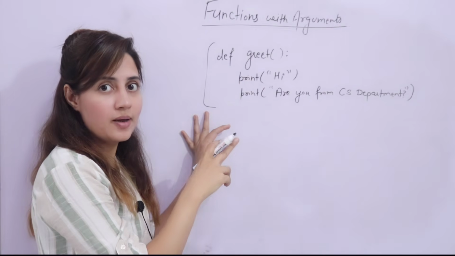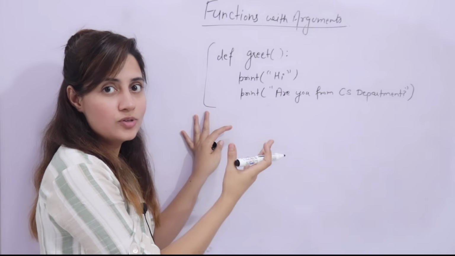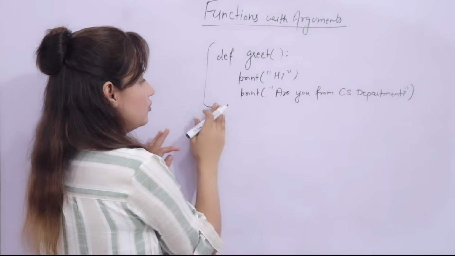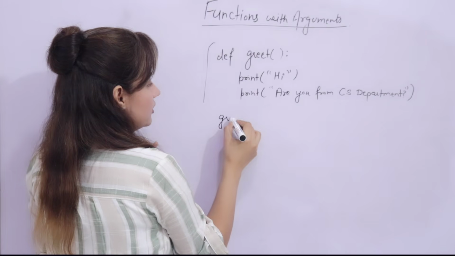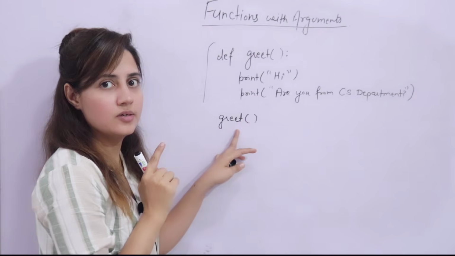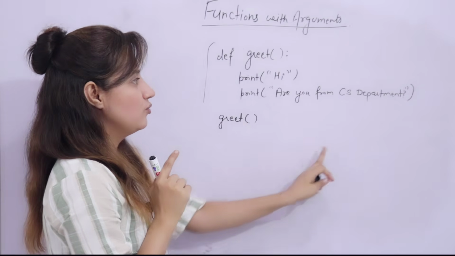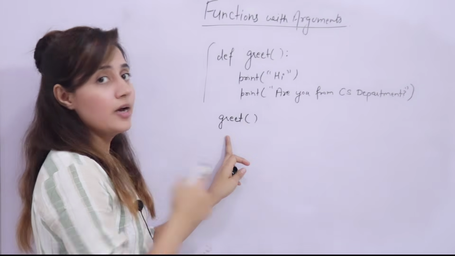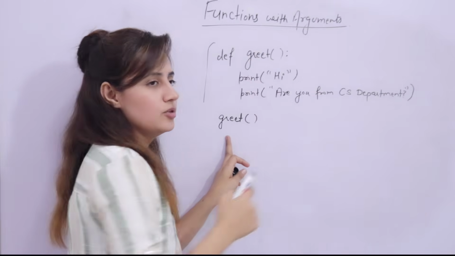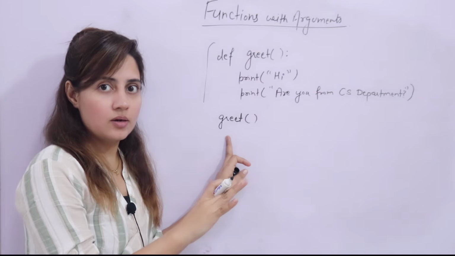So simple one. This will not do anything if you run this program, because you have to call the function, right? You have to execute that function. To get the output, you have to call that function. So how to call? Just the name of the function, greet, these parentheses, no colon here. Whenever you call it, it will print two lines: hi, are you from computer science department? Again, if you call it, again it will print two lines. This is the basic one, right?